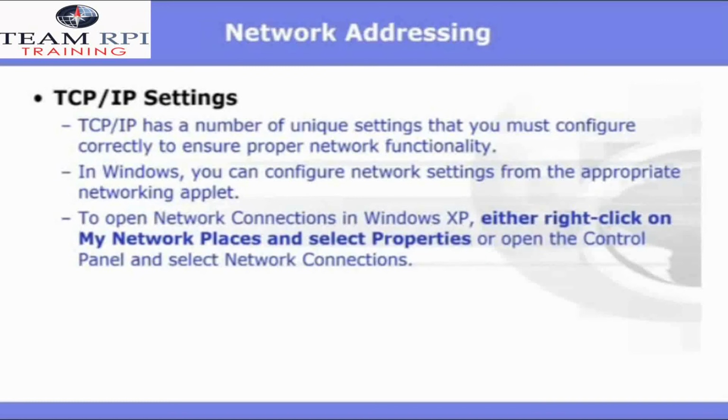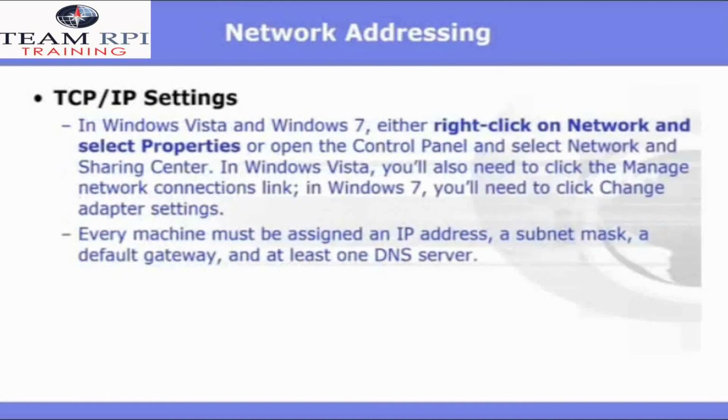To configure the TCP/IP settings on a Windows XP machine, you either right-click on My Network Places and select Properties, or you can go to the Control Panel and select Network Connections. In Windows Vista and Windows 7, you'll either right-click on Network and then select Properties, or open the Control Panel and select Network and Sharing Center. Remember, every machine must be assigned a unique IP address, a subnet mask, a default gateway, and at least one DNS.